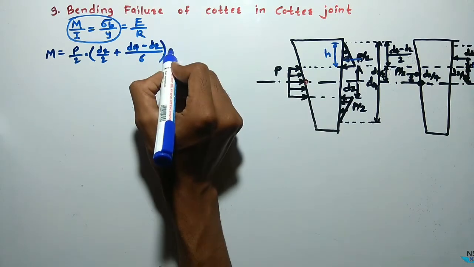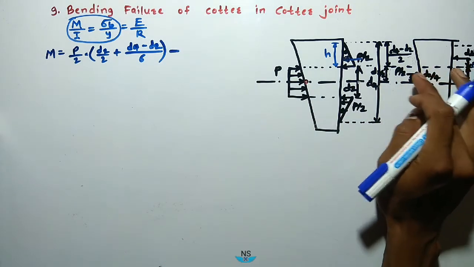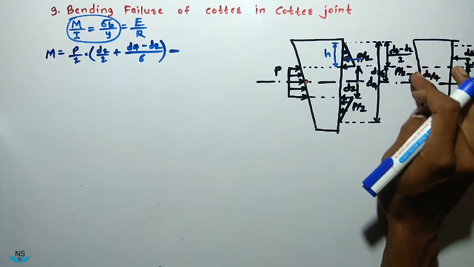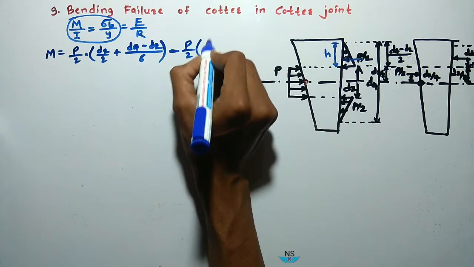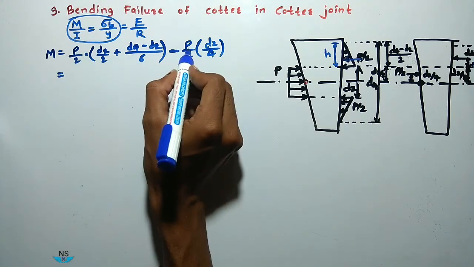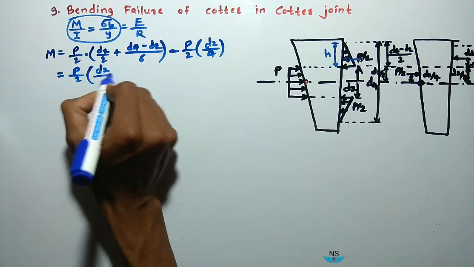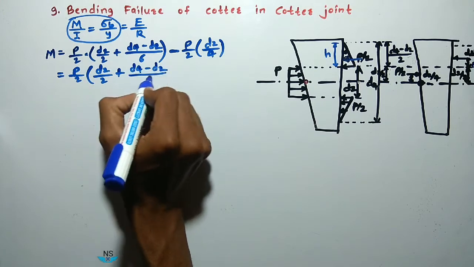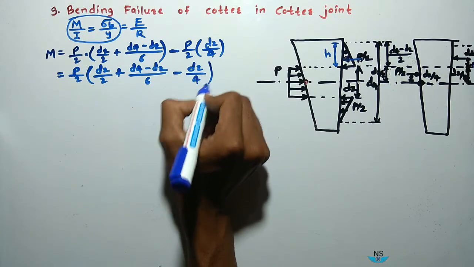plus (D4 minus D2) divided by 6. Now this is clockwise moment, so take clockwise as negative. So P by 2 into this distance, which is D2 by 4. So P by 2 into D2 by 4. So P by 2 is common in both terms. Take common P by 2 in bracket: D2 by 2 plus (D4 minus D2) divided by 6 minus this D2 by 4.